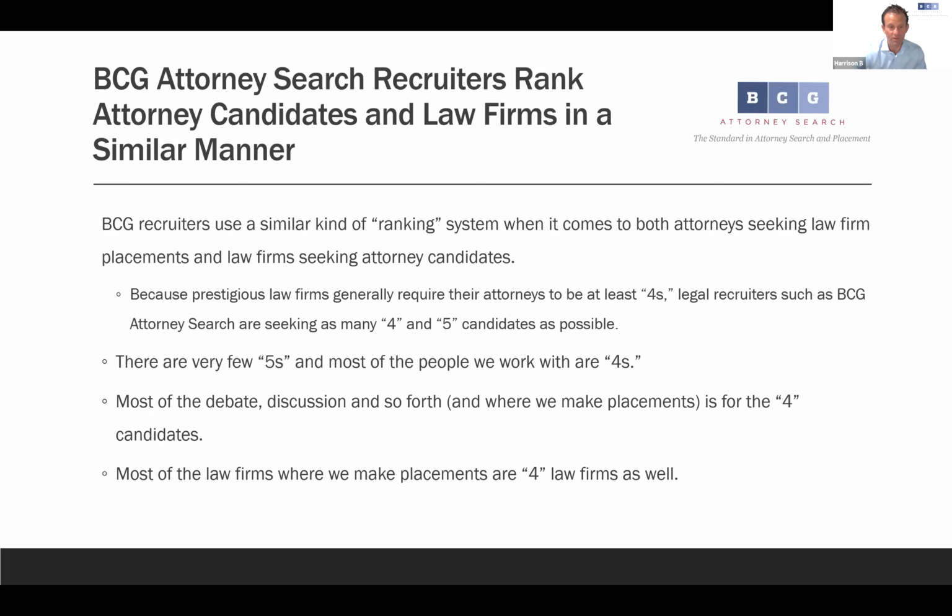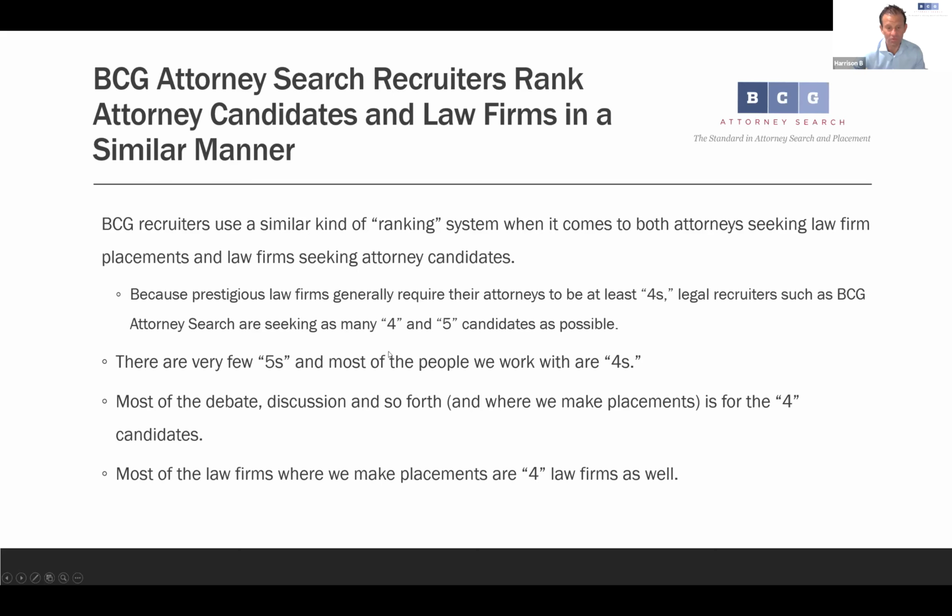The most prestigious firms generally require their attorneys to be 4s, and most legal recruiters, when they call people on the phone, are looking for 4s. We don't care as much about this as we used to because we work with 1 candidates, 2 candidates, 3 candidates. The 4s are people at most big firms who have been able to do well and are making the highest salaries. There's not a lot of 5s out there. There are some 5s, but most of our candidates for big law firms are going to be 4s.